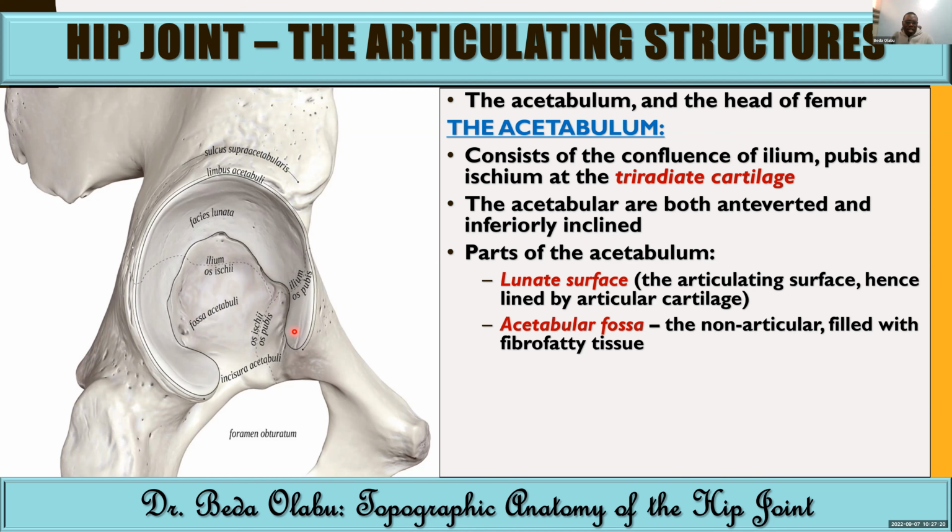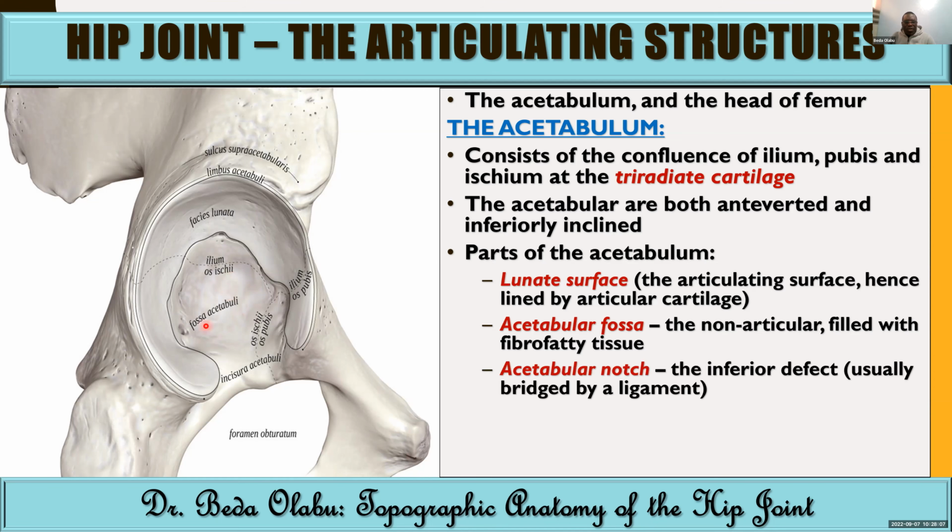Then we have what we call the acetabular fossa. This is the acetabular fossa. The acetabular fossa is a depression at the center or the floor of the acetabulum. This depression is non-articular. It is not making contact with the head of femur. Usually, it's just a small depression. It's covered by fibrofatty tissue and occasionally also lined by synovial membrane. So remember, the fossa is non-articular. It doesn't make contact, and for that reason, it does not have the articular cartilage lining it.